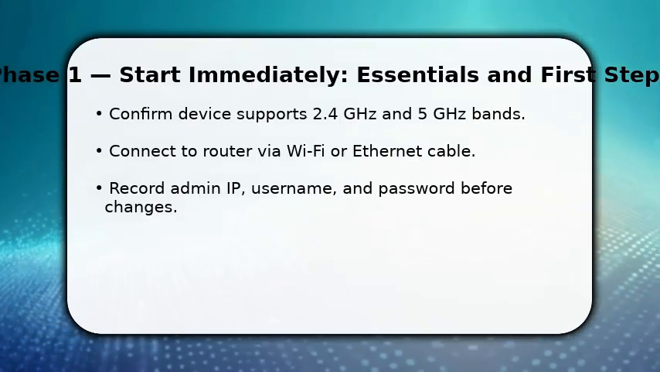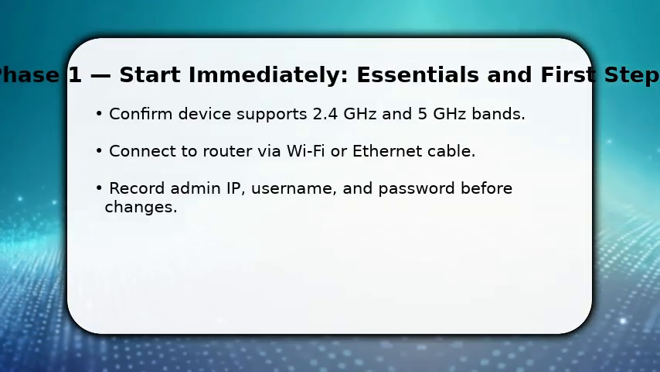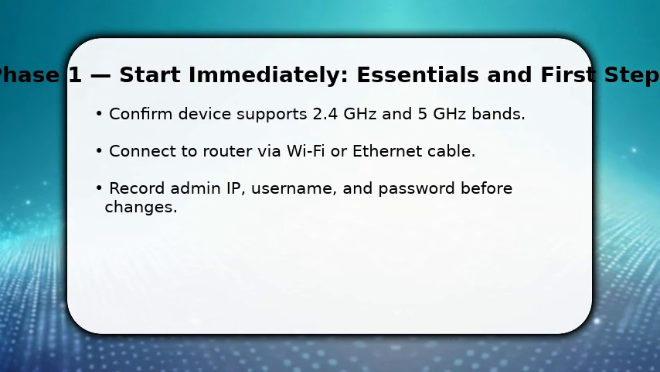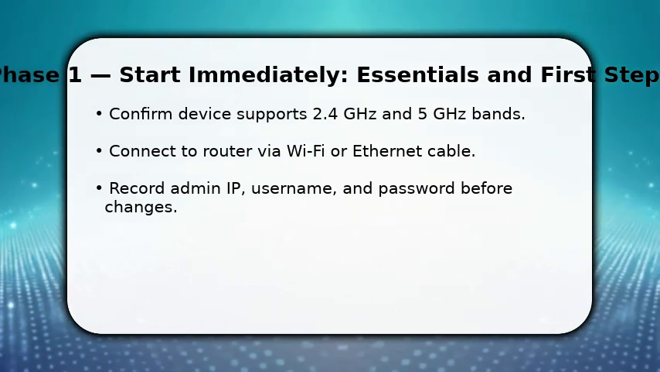Once logged in, navigate to the wireless settings page. Make sure the device you'll switch is connected so you can test immediately. This step ensures you can see both 5 GHz and 4 GHz options.